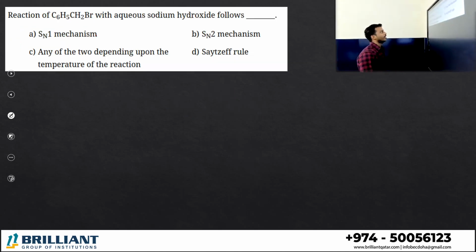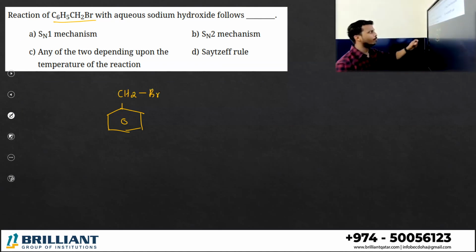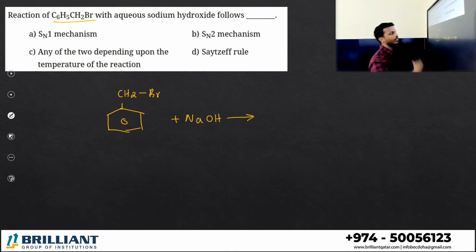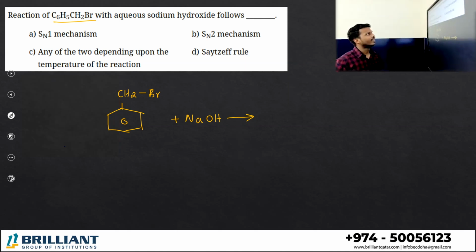Next one. What is this compound? C6H5 phenyl with CH2Br, so benzyl bromide. Benzyl bromide is reacting with aqueous sodium hydroxide. Which reaction does it follow? Dear students, they mention the most important term here: aqueous. The medium is aqueous, water is there.